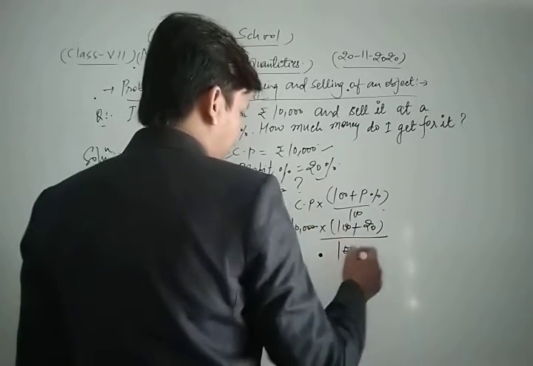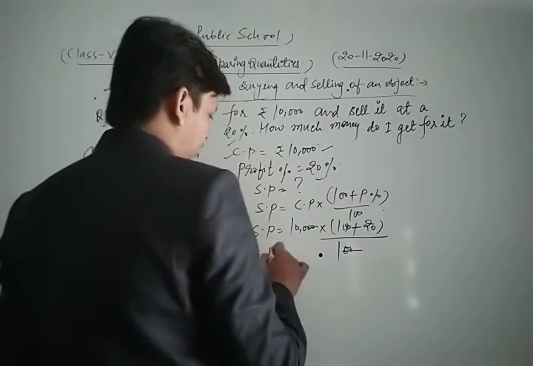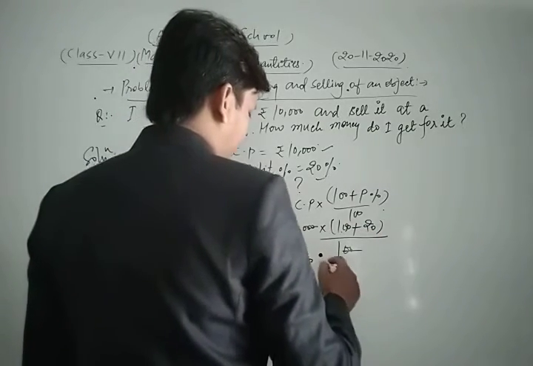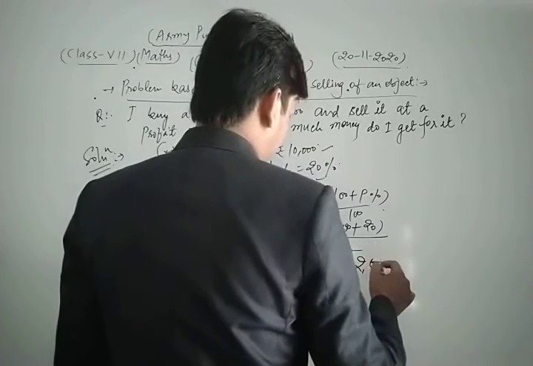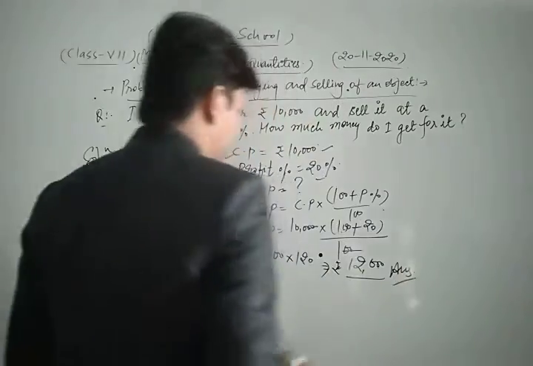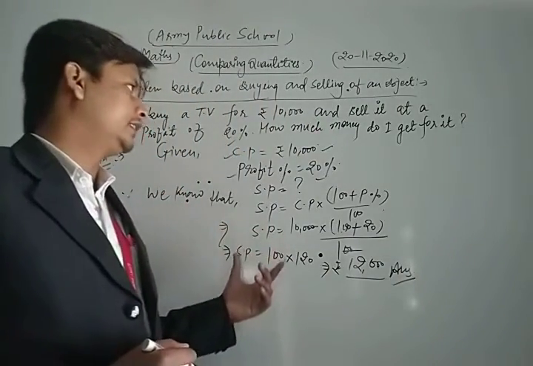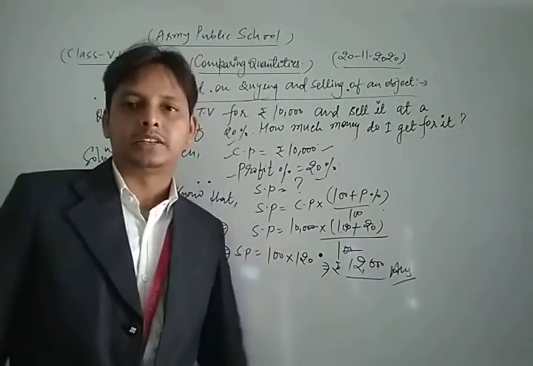So the 100 and 100 cancel together. That is, the selling price is 100 into 120. So we get 12,000 rupees. So this is our required answer. Hence we can say that the selling price he gets is rupees 12,000 for that TV.